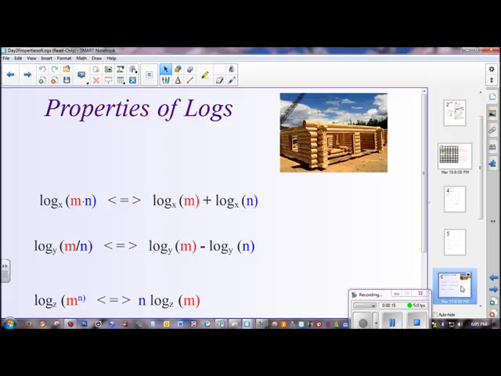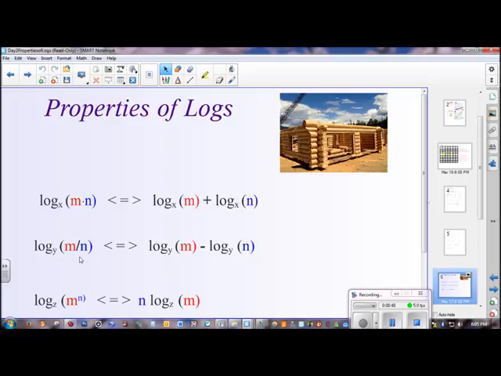Properties of logs. If you take a look at the things that are on the screen, they're the things that you kind of have to memorize unless you're just used to working with them, and often in which case you will have memorized them just from working with them. And what they say is that when you are multiplying inside of an argument, then we can split it up into separate logs, and those separate logs will be added together.